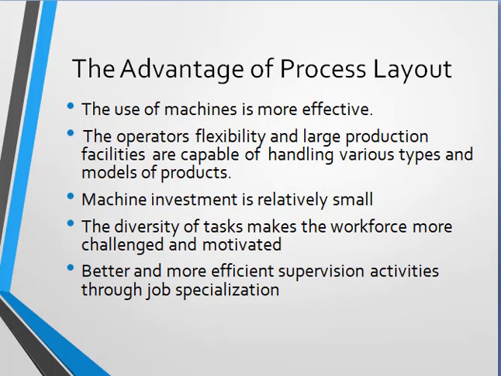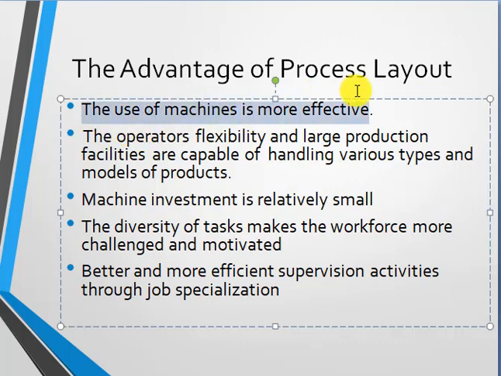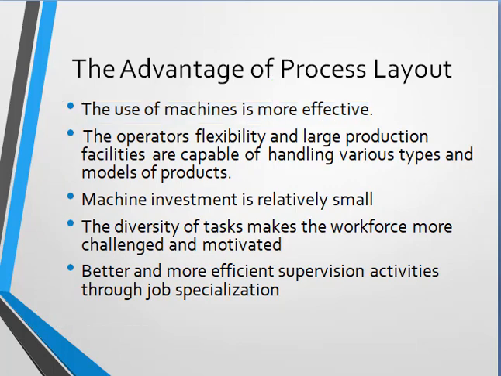So there are so many pros and cons if we use this layout. The pros, which are the advantages of process layout: the use of machines is more effective. No duplication of machines, and there is operator flexibility, and the large production facility is capable of handling various types and models of product. The machine investment is very small compared to the product layout. The diversity of tasks makes the workforce more challenged and motivated. Better and more efficient supervision activities through job specialization.